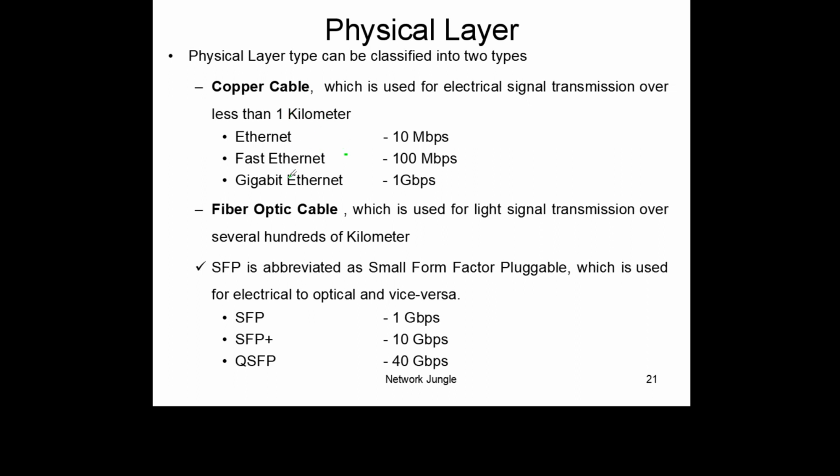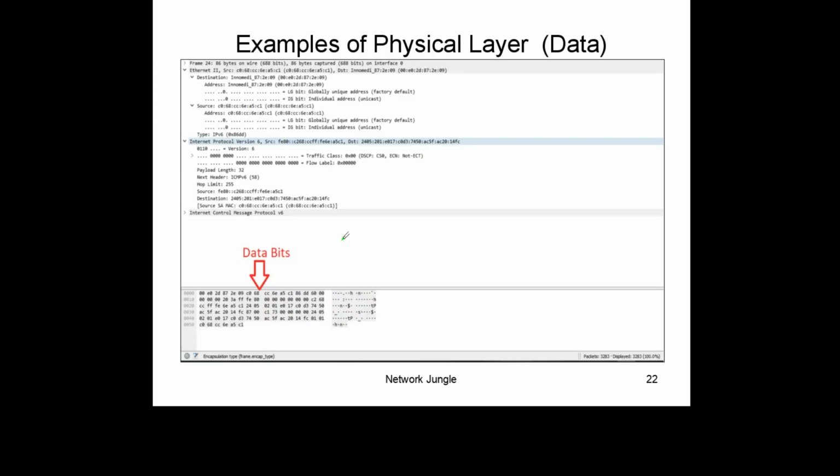Ethernet, Fast Ethernet, and Gigabit Ethernet can maintain different data rates. Like fiber optic cable, which is used for light signal transmission, it can be used for several hundred kilometers. SFP can also be classified into three categories: SFP, SFP Plus, and QSFP. They can also maintain different data rates. Here is what type of data can be carried in the physical layer. In hexadecimal format, it can be converted to either electrical or optical based on the media.